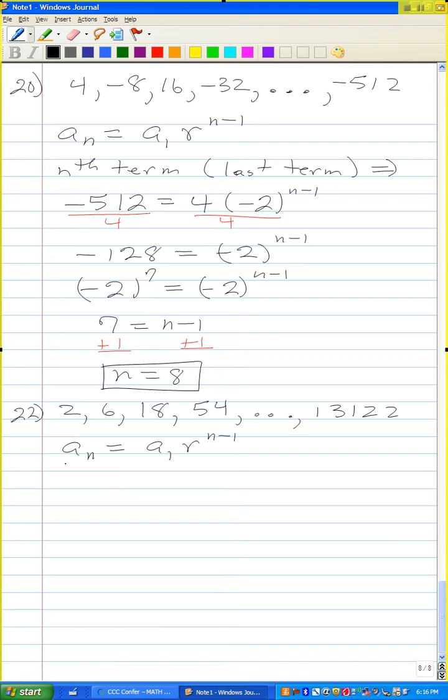So let's look at the nth term. And so I have that 13,122, a sub n, is equal to a sub 1, 2, times r. Well, to go from 2 to 6 to 18 to 54, I keep multiplying by 3. So the common ratio is 3. Divide both sides of my equation by 2.